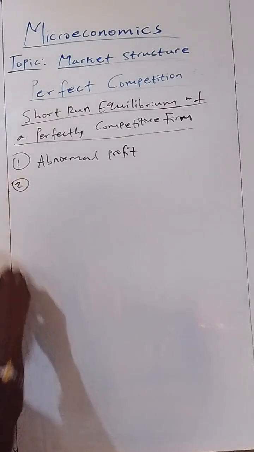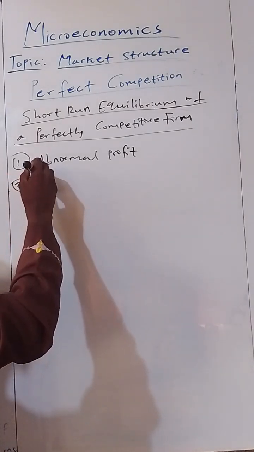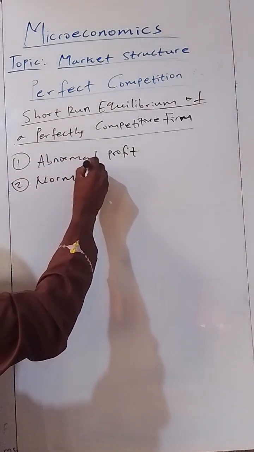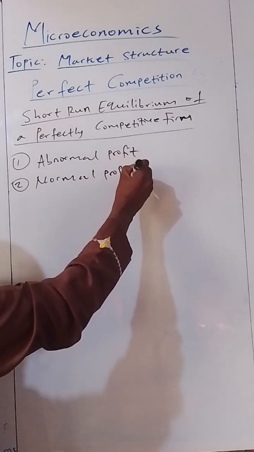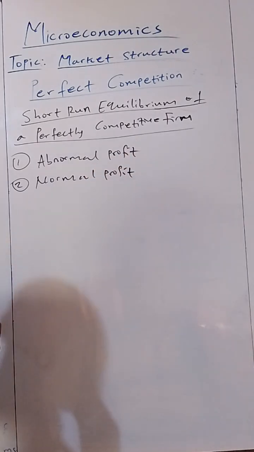So the second situation is that the firm can make normal profit in the short run. So don't get confused. We say the firm will only make a normal profit in the long run. But that does not mean that it cannot make a normal profit in the short run also. What we are saying is that the only possibility in the long run is normal profit. Other possibilities do not exist, like abnormal profit and losses.